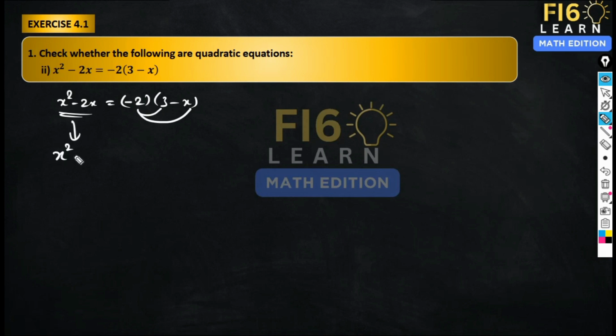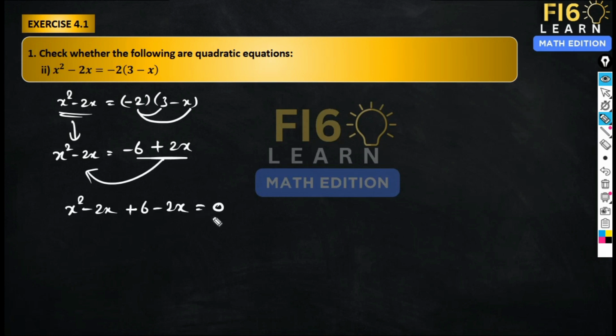You will get x square minus 2x is equal to minus 2 into 3 is minus 6, and minus 2 into minus x is plus 2x. Now you can take these two terms to the left hand side. So you will get x square minus 2x plus 6 and minus 2x is equal to 0.